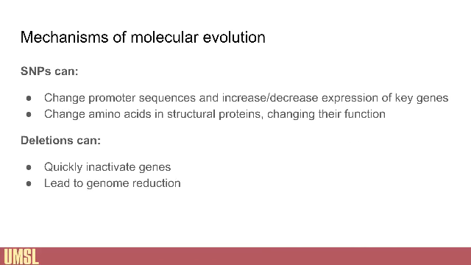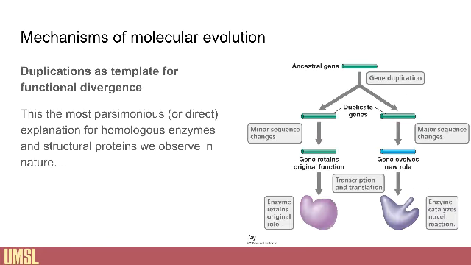And so SNPs, the single nucleotide polymorphisms, can change promoter sequences, for example, increasing or decreasing expression of key genes. You can change amino acids in structural proteins, changing their function. There's a lot of things that can happen. Deletions typically quickly lead to inactivation of genes, and frequently lead to genome reduction. Right? So this is one of the cheap and easy ways that bacterial pathogens specialize, and I'll get to some of the examples in just a second.